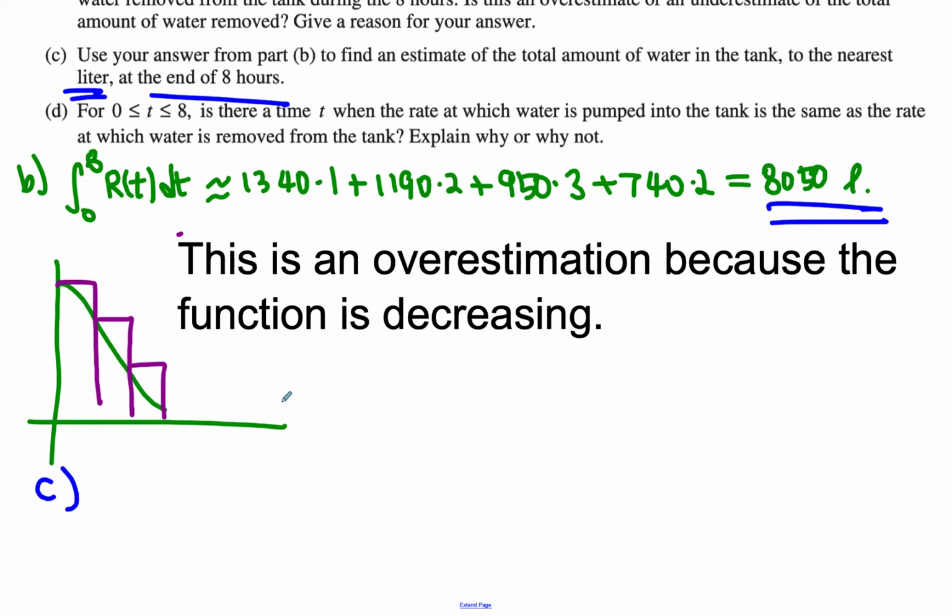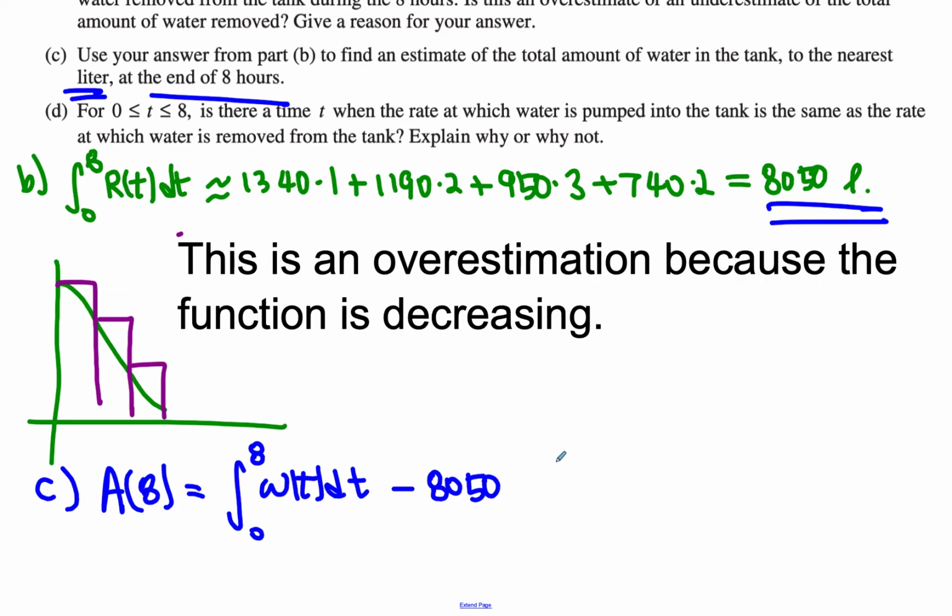So the total amount, let me call that A, at the end of the 8th hour would have been simply the amount of water that came in, which was the integral from 0 to 8 of W of t dt, and then minus 8050, that's the amount of water that has been removed. But we shouldn't forget, originally there was 50,000. That's basically what we have to calculate.